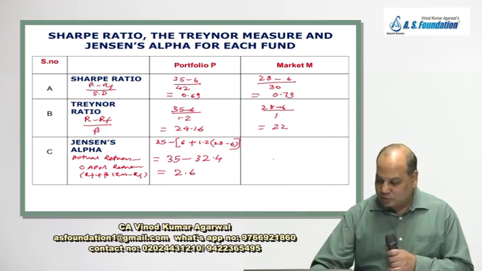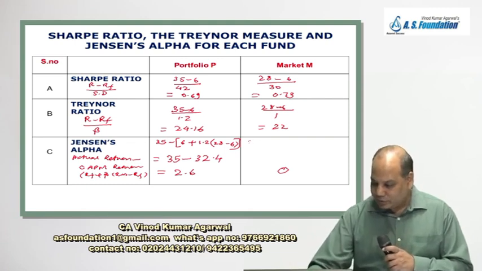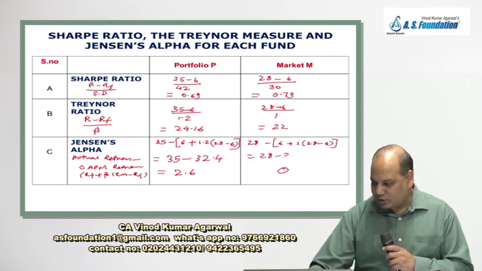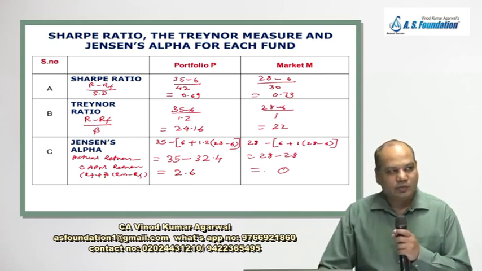Sure. What about this one? It should be 0 without solving. You are comparing market with market. Anyway, still we'll write 28 minus 6 plus 1 into 28 minus 6. So 28 minus 28, market with market.